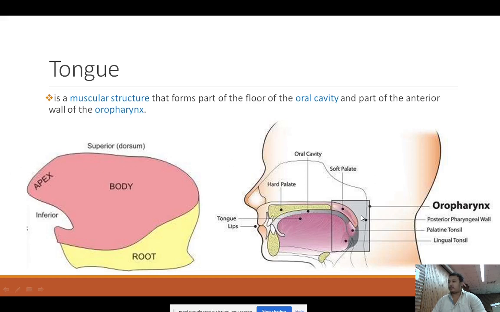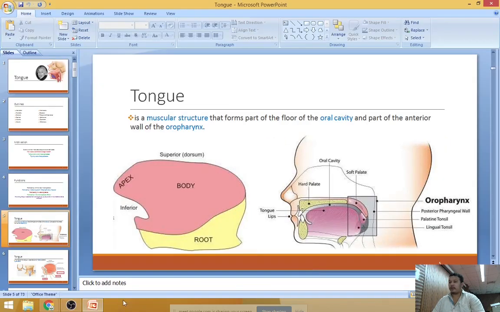So it also forms part of the oropharynx, the anterior wall of the oropharynx. In the superiormost part, this area is formed by the tongue. The pharynx has three parts: nasopharynx, oropharynx, and laryngopharynx. This oropharynx is formed by the tongue.